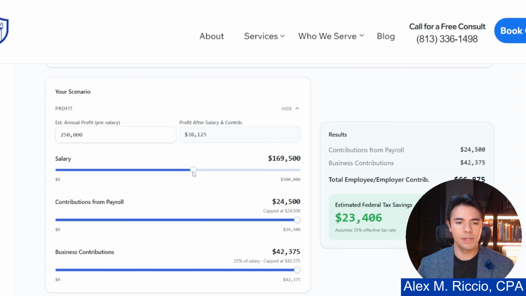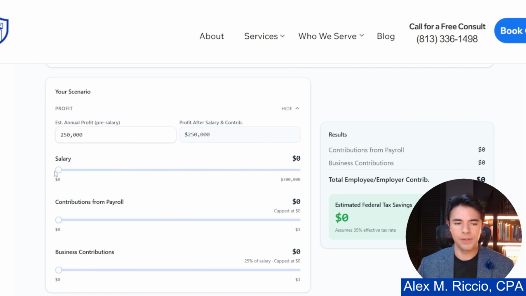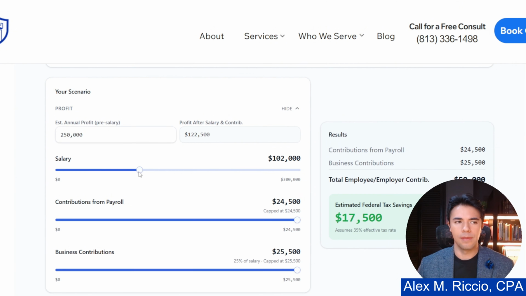You can also see, hey, if you put your salary too high, trying to maximize these federal savings, it looks like my profit after my salary and contributions now went negative. So we obviously don't want that. So play around with this tool. It's a great resource. I would say advanced retirement planning like this is one of the highest ROI ways as a small business owner to save a ton of money on taxes.